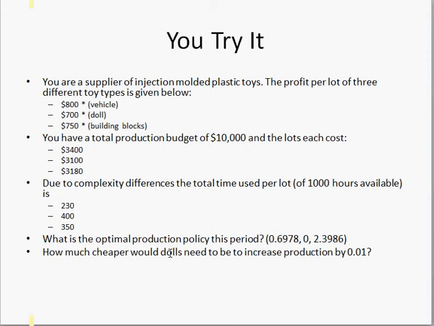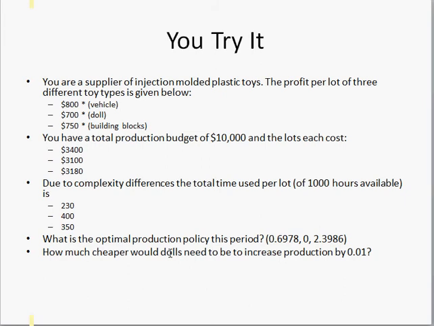We have a total production budget of $10,000, and we have a cost per lot. So notice that the first numbers are profit, so even though the profit numbers are smaller than the production costs, that's fine because the costs were included or factored in the profit numbers. So we want to stay under our production budget. That's going to be a constraint, and we have to stay under our time allotment for labor.